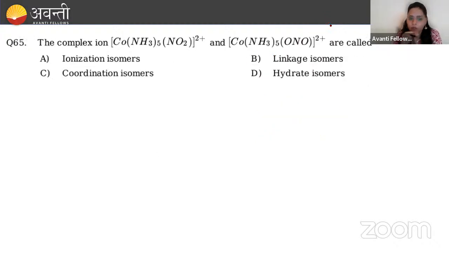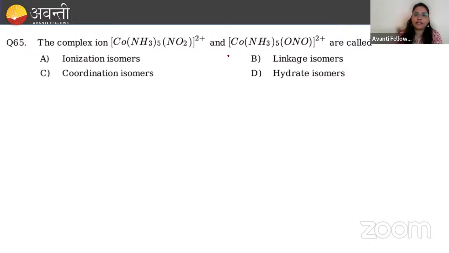Okay, next problem. Sorry. The complex ion is given here. Okay, tell me what this is: ionization, linkage, coordination, or hydrate isomerism? Tell me what it would be.